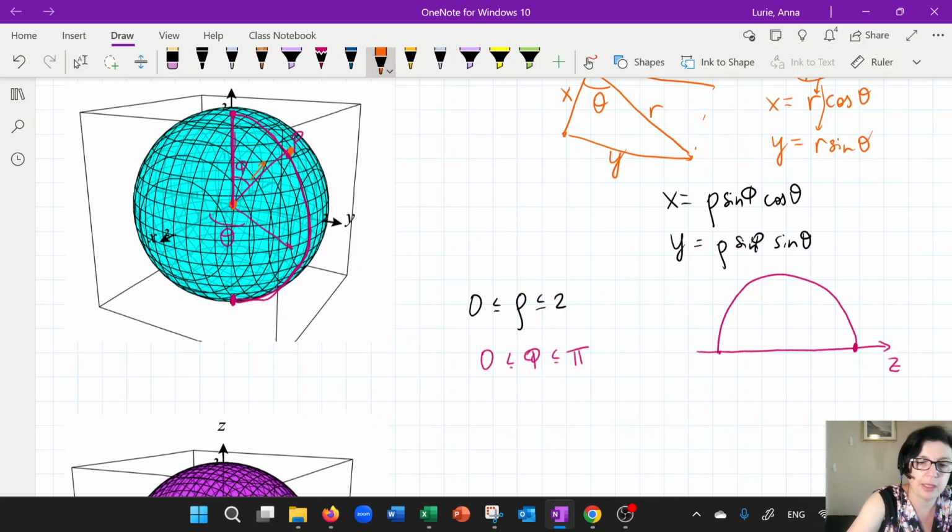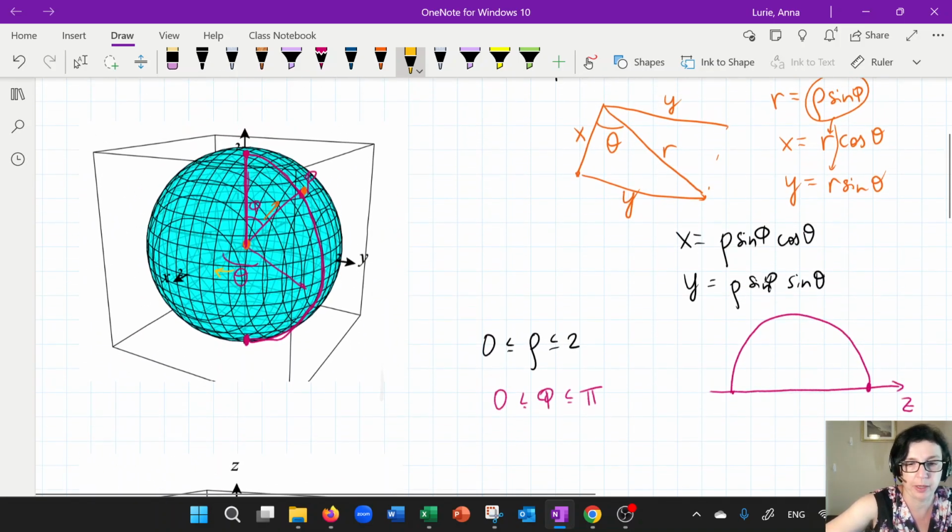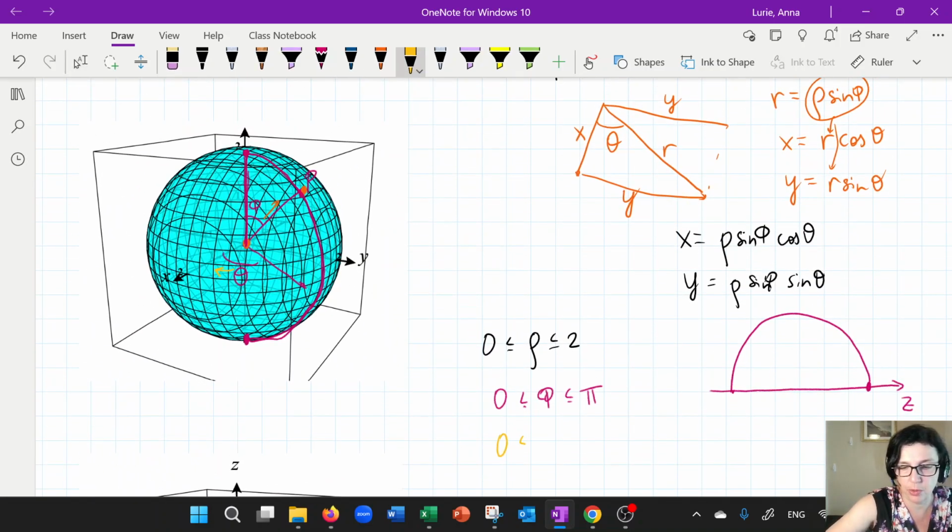So theta is responsible for moving this way, right? So that will just be all the way around, from 0 all the way to 2 pi. So this is going to be 0 less than or equal to theta less than or equal to 2 pi. Okay, so that's the whole sphere.